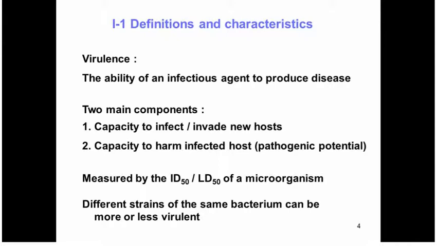And different strains of the same bacterial species can be more or less virulent. So Escherichia coli, it's normally a commensal. The LD50 will be very, very high. Some strains are pathogenic, their LD50 will be lower. Same for Staphylococcus aureus, same for Streptococcus species.